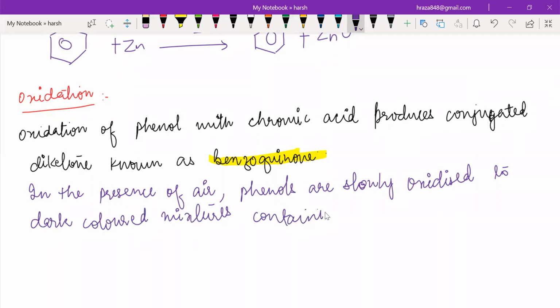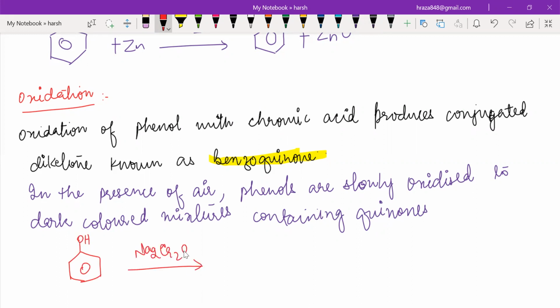To see what the structure is, I'm going to write the reaction and you will know. This is a phenol. If you react this with Na2Cr2O7 in the presence of H2SO4, this will be oxidized into a diketone, which is known as benzoquinone. This is benzoquinone. Are you getting my point? Yes, sir.